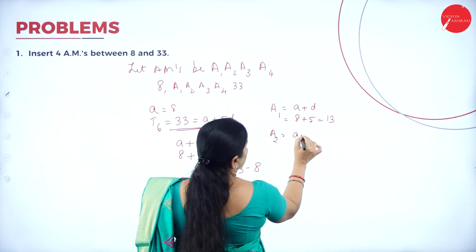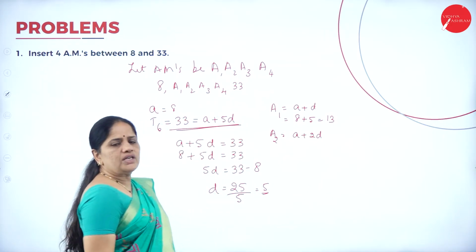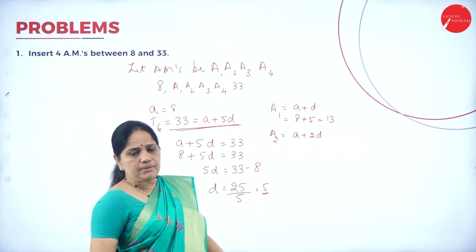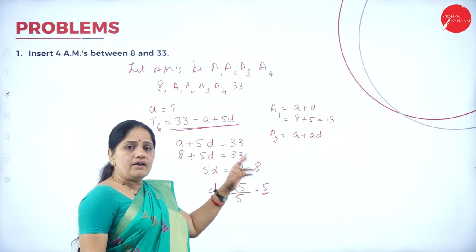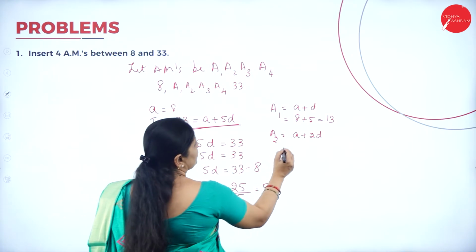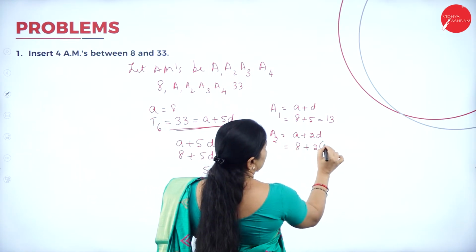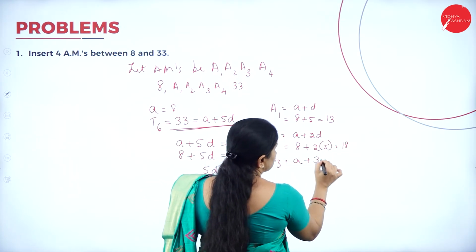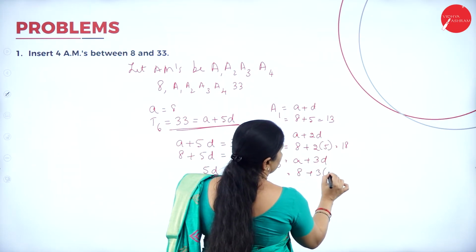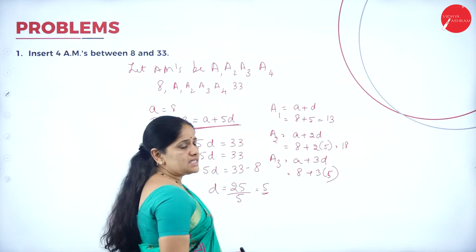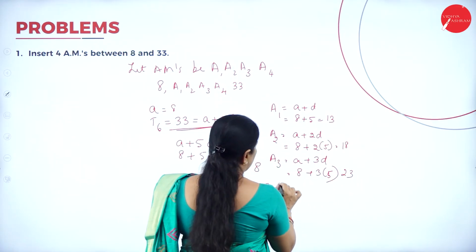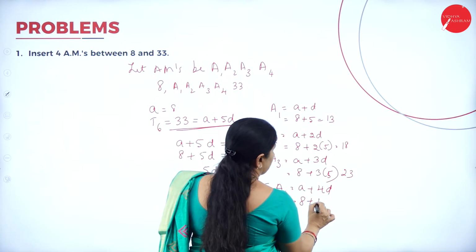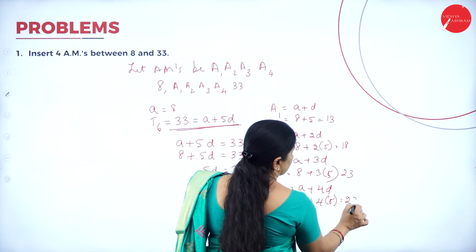Then A2 will be A plus 2D. We know the general form of the AP: A plus D, A plus 2D, A plus 3D, A plus 4D. So by making use of that formula, we are solving the problem. So A2 will be equal to 8 plus 2 into 5, that is 18. Then A3 will be A plus 3D, 8 plus 3 into 5, 15 plus 8 is 23. Then A4 will be equal to A plus 4D, that is 8 plus 4 into 5, that is 28.